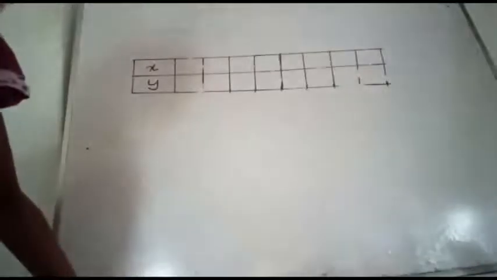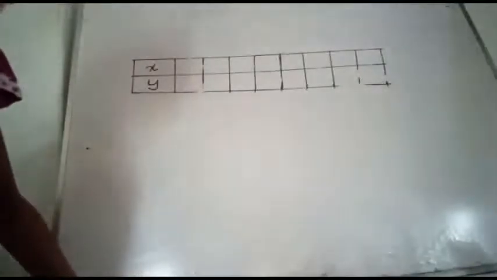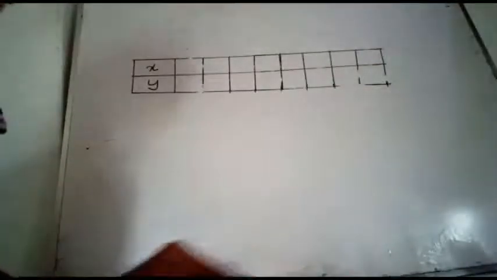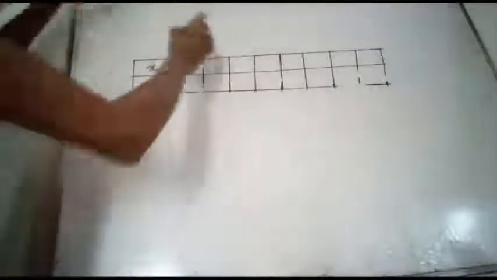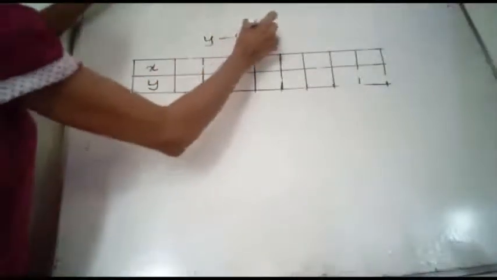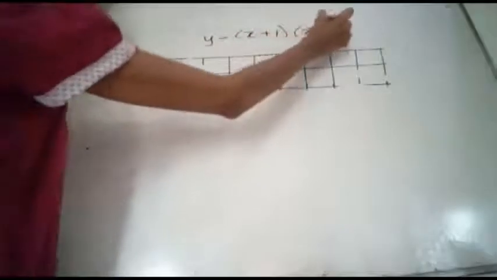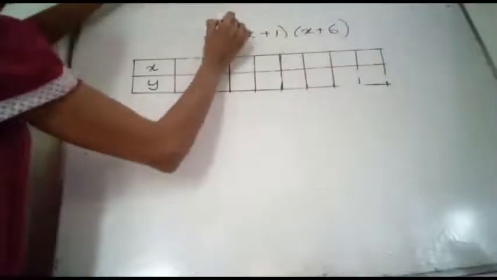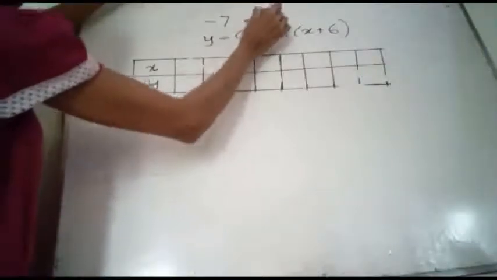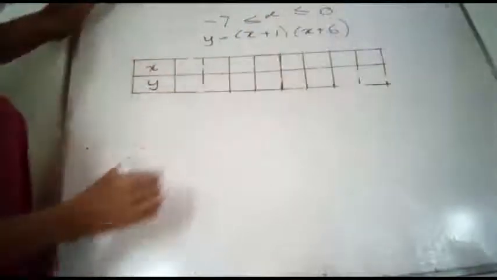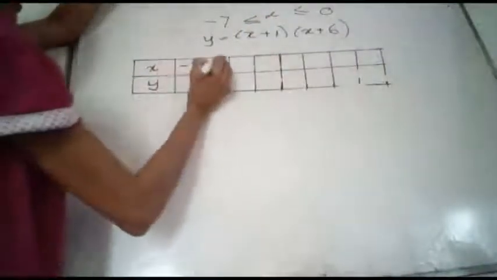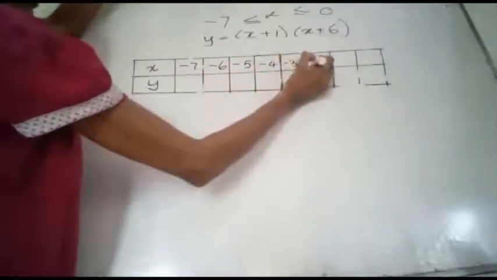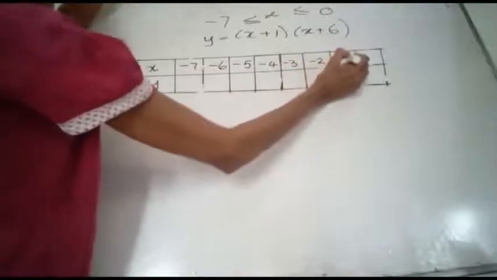Sketch the graph of each given function for the given range of values of x by choosing a suitable scale. y equals (x plus 1)(x plus 6). The range is negative 7 less than or equal to x less than or equal to 0. The x values are negative 7, negative 6, negative 5, negative 4, negative 3, negative 2, negative 1, 0.